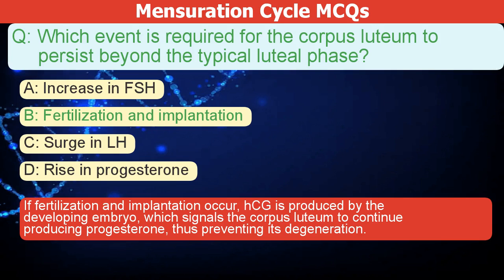The correct answer is B. If fertilization and implantation occur, HCG is produced by the developing embryo, which signals the corpus luteum to continue producing progesterone, thus preventing its degeneration.